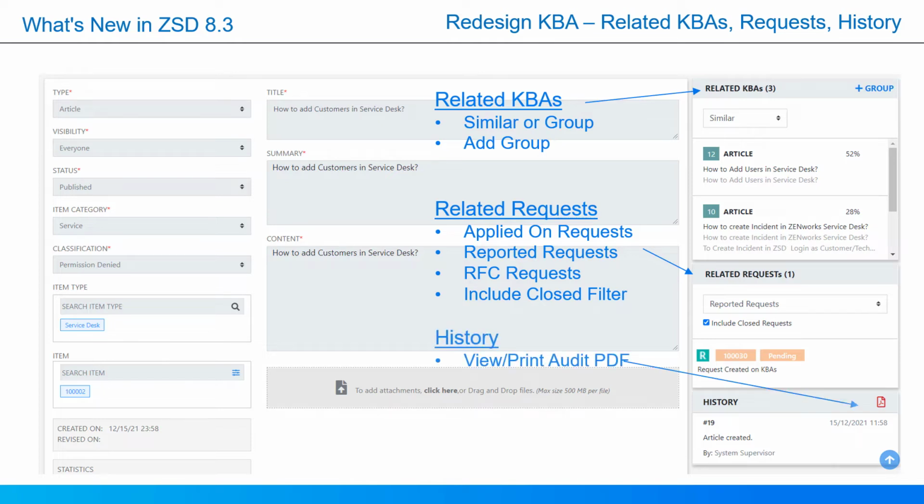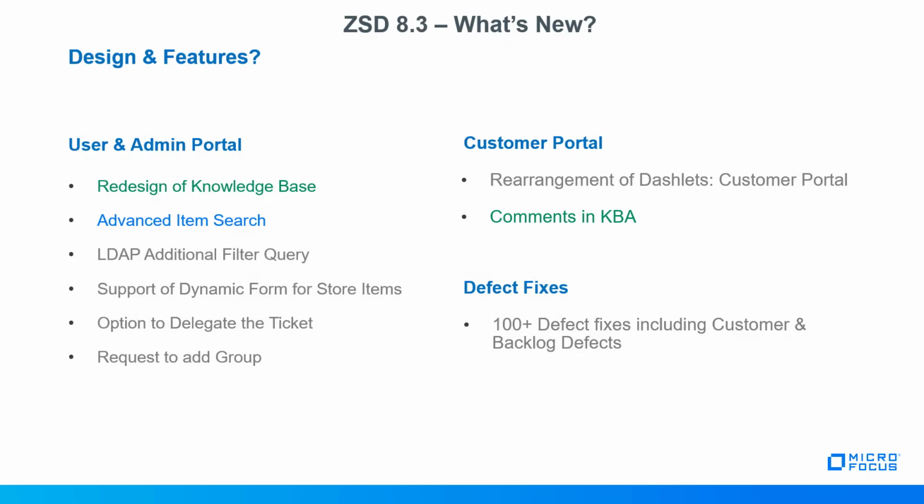The audit trail for the KBA is found in the history, where you can display and/or print the history, selecting the history PDF icon. Next is the advanced item search.